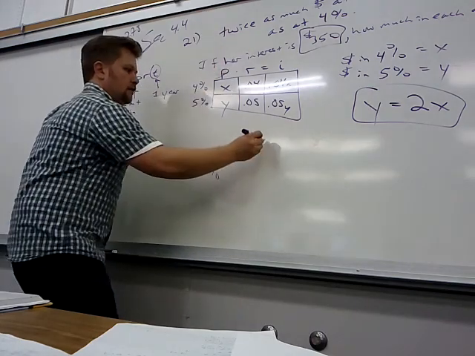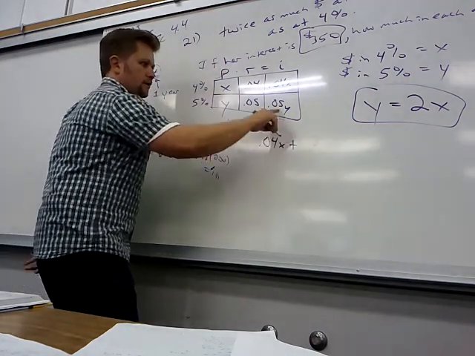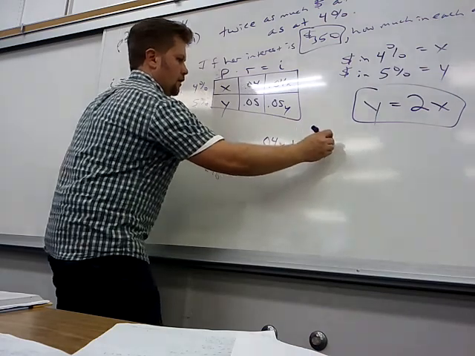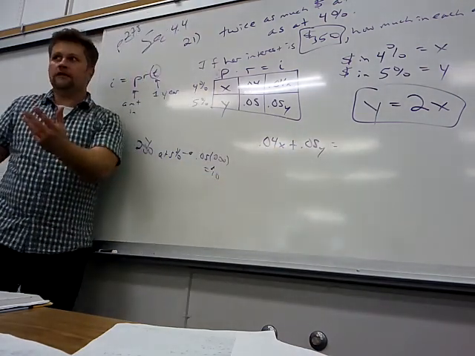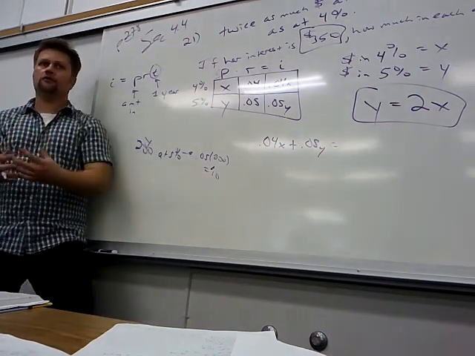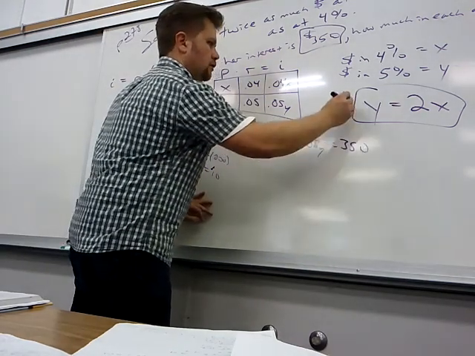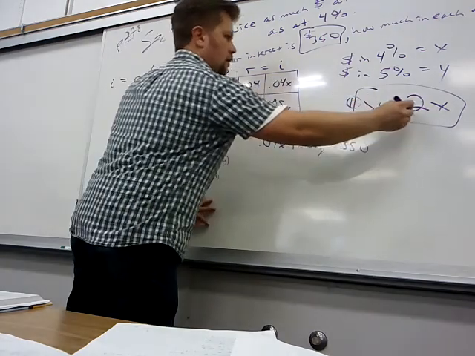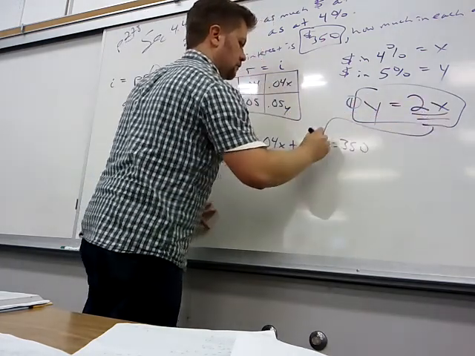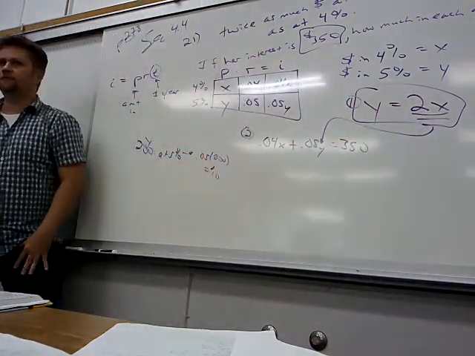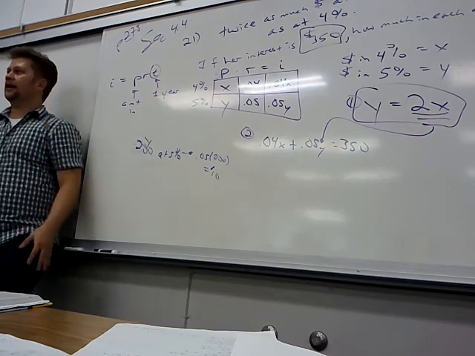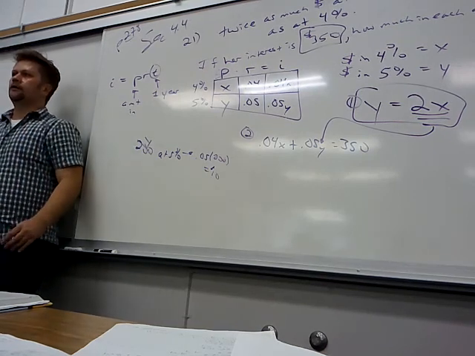$350. So if I take this interest plus that interest, I better get $350. They told me directly that I made a total of $350 in interest. So now here's one equation, here's the second equation. I would highly recommend the substitution method, right? Because they tell me y is 2x. I can just put it right in.